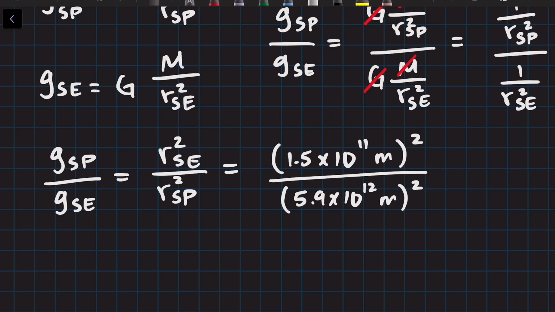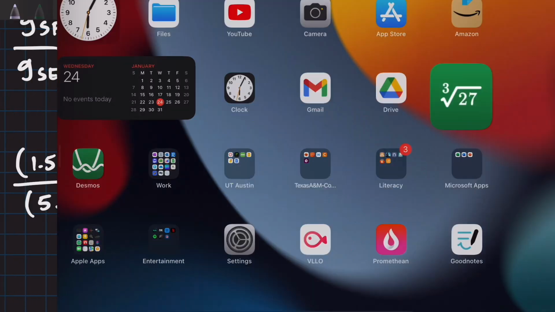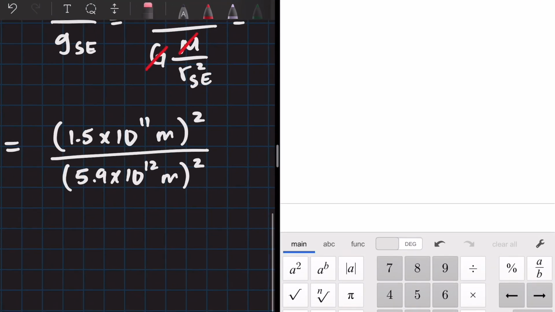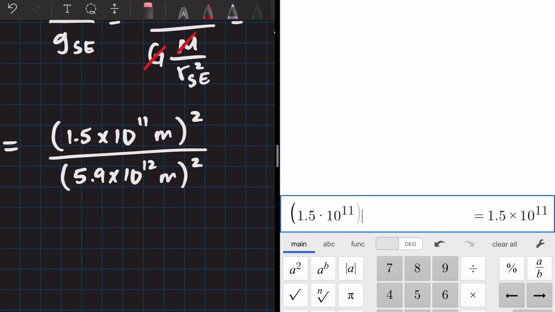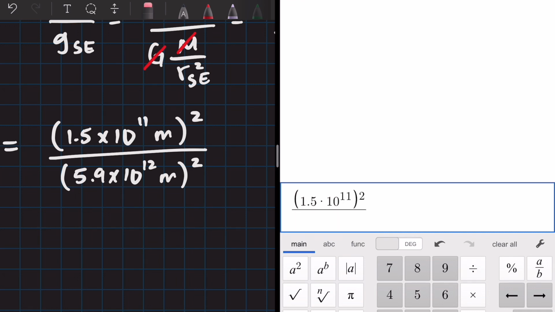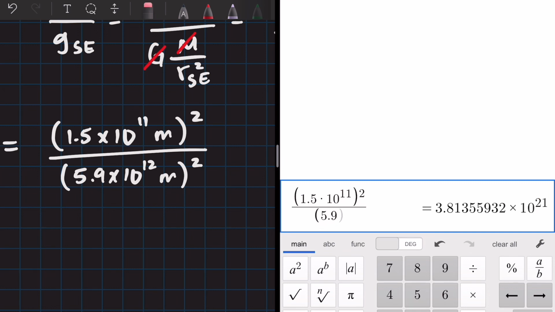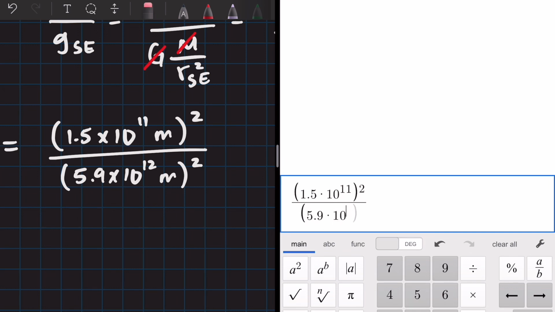Now we've got to use decimals. It's a ratio. The units cancel. We're just going to get a number. So 1.5 times 10 to the 11th, squared, over 5.9 times 10 to the 12, squared. There you go.